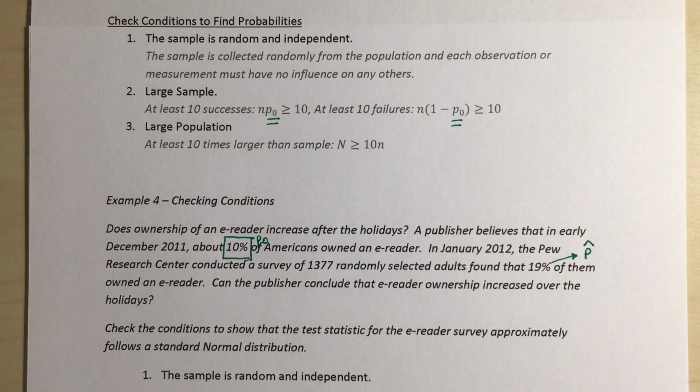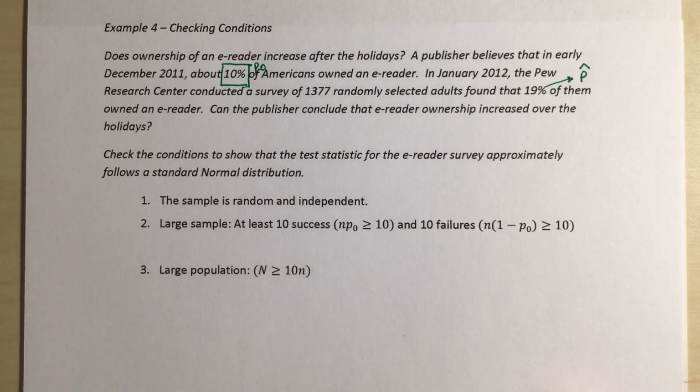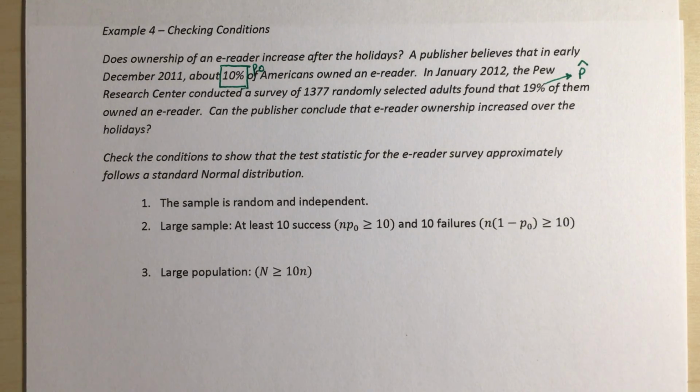And as we're working through examples in section 8.2 and beyond, it is going to be important to be able to separate the idea of this P-naught versus this P-hat. Are we coming from a population? Are we coming from a sample? Is this something that we're testing, or is this some sort of information that we're given? So check the conditions to show that the test statistic for the e-reader survey approximately follows a standard normal distribution.